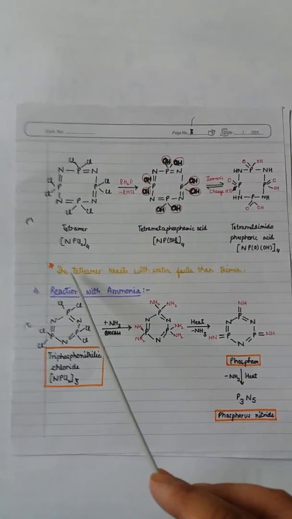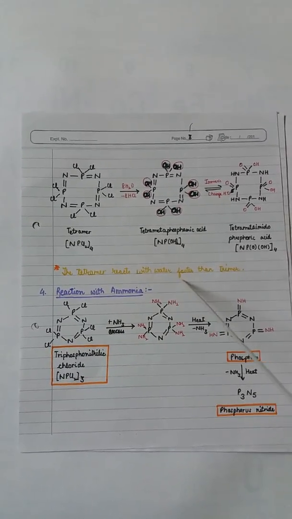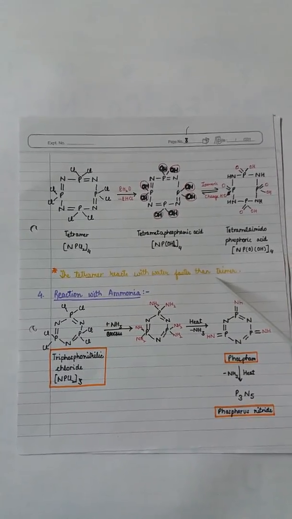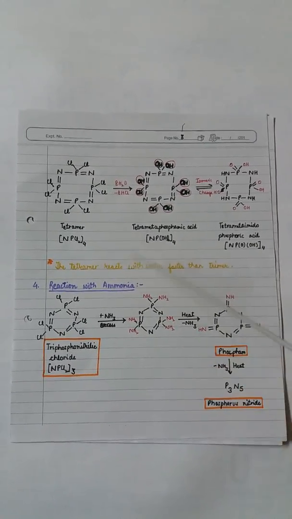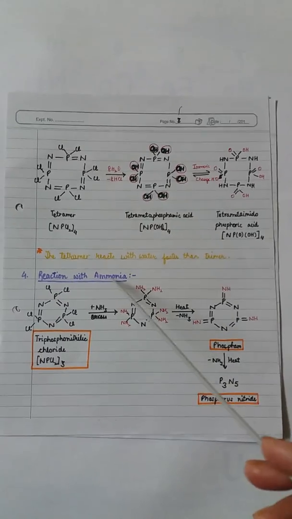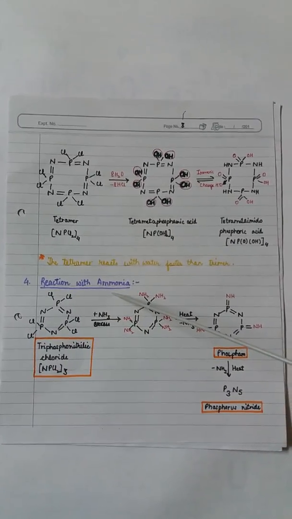So when we compare the trimeric and tetrameric forms, we will see that the tetramer reacts with water faster than the trimer. So you can see the reaction of the tetramer is faster when we are performing hydrolysis. The next reaction is the reaction with ammonia.